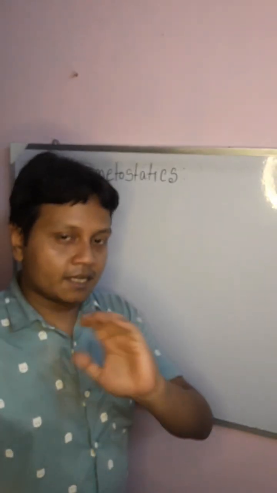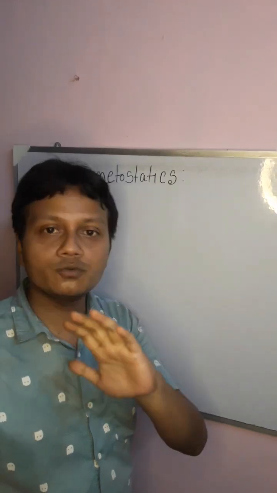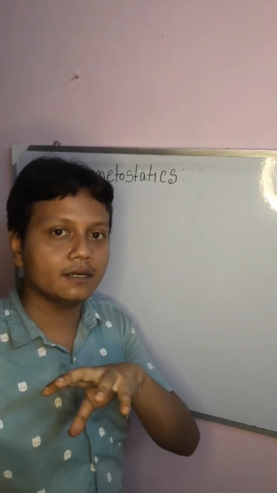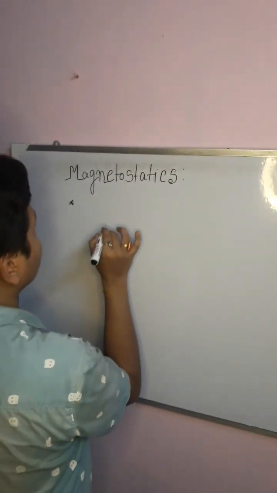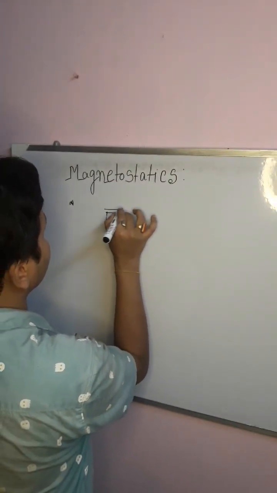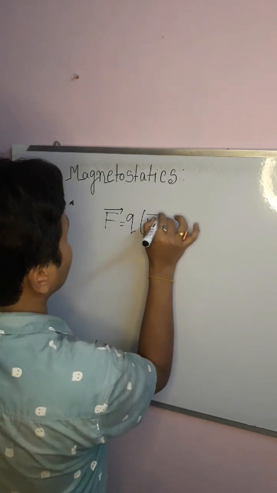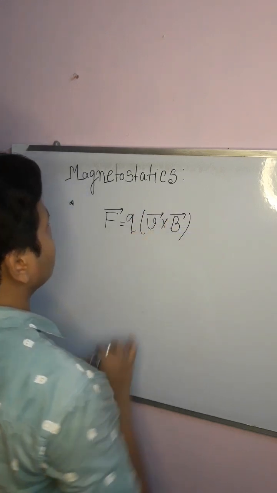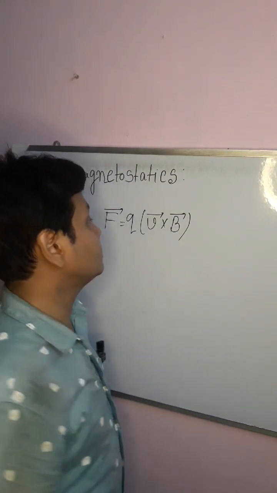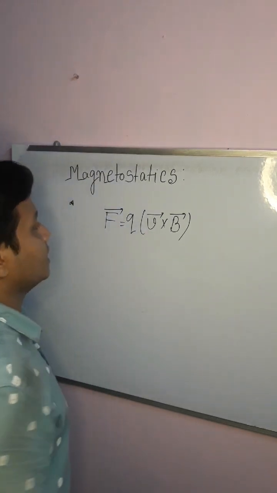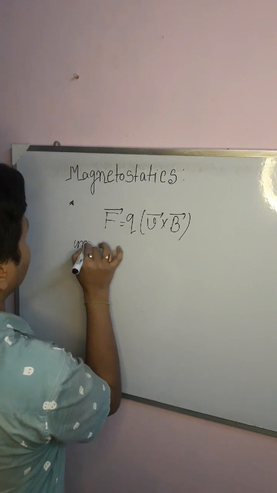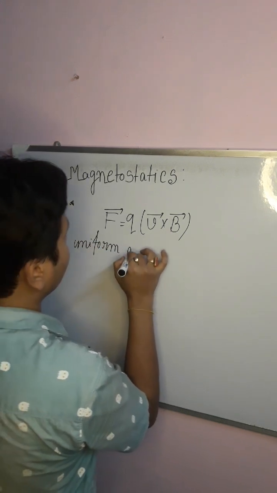Now we all know that when a charge q moves with a velocity v in a uniform magnetic field or magnetic induction field B, then you all know that the magnetic force acting on the charge carrier is F equals q into v cross B. So when a charge q moves with a velocity v in a uniform magnetic induction field B, this is the magnetic force acting on the charge carrier. Here we assume a uniform magnetic field B.